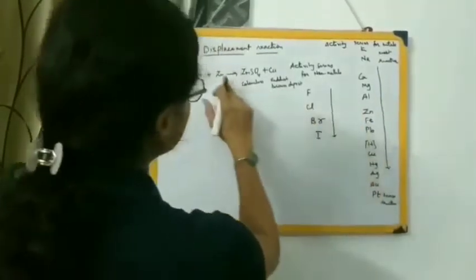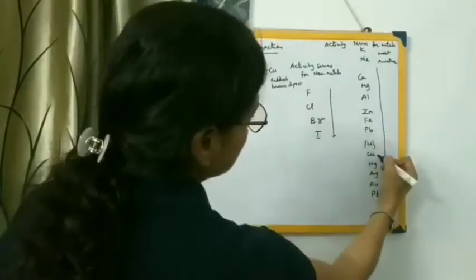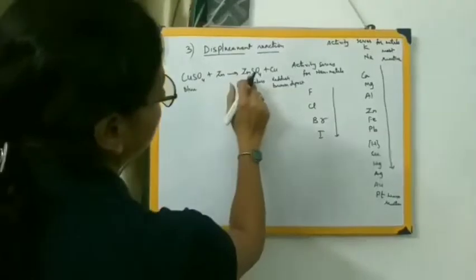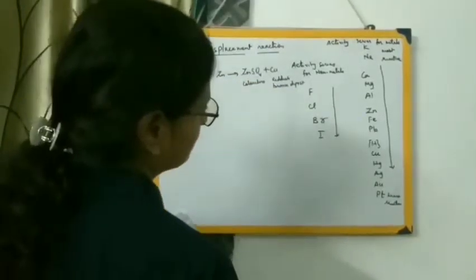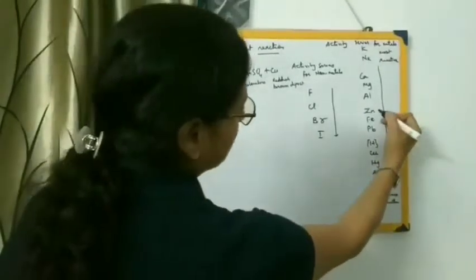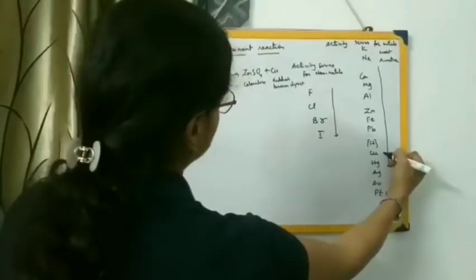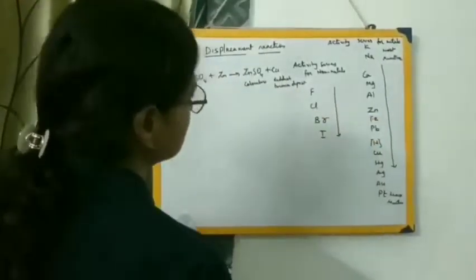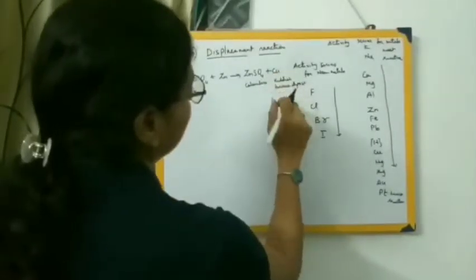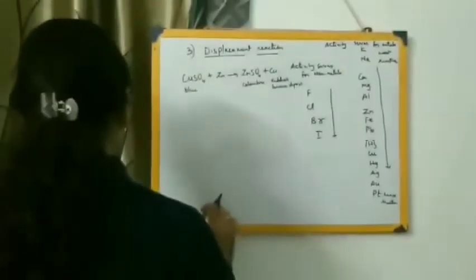So what has happened in this reaction is that zinc, which is at the top in the activity series, has displaced copper from here and has taken copper's place, leading to the formation of zinc sulfate. That is, instead of copper sulfate you are getting zinc sulfate. That means zinc, which is at the top, has displaced copper, which is at the bottom of the series, leading to the formation of zinc sulfate, and copper has come out of this and a reddish brown deposit of copper will be left behind in the solution.